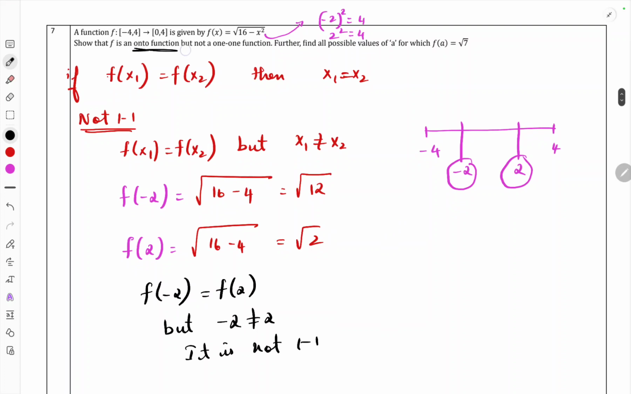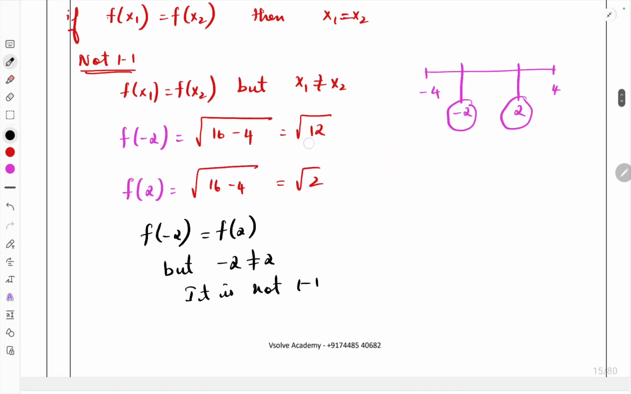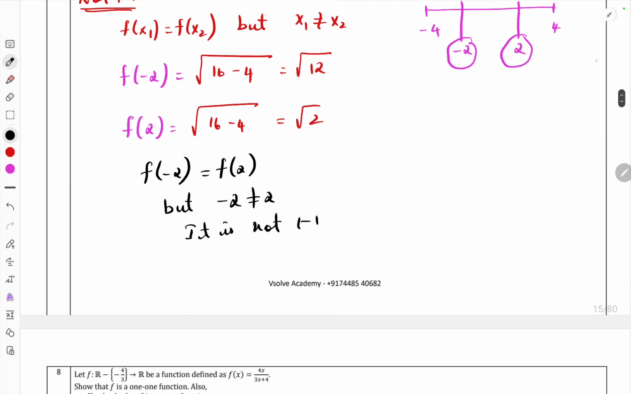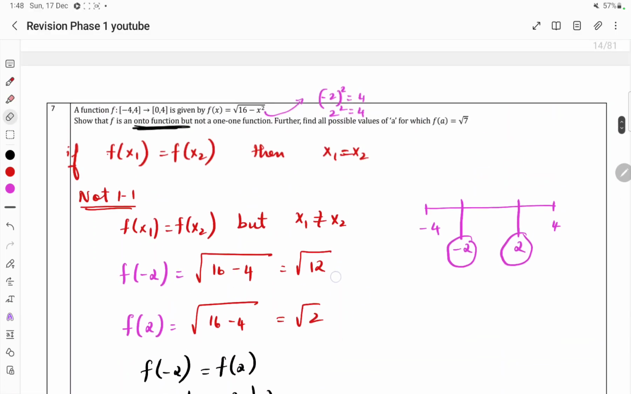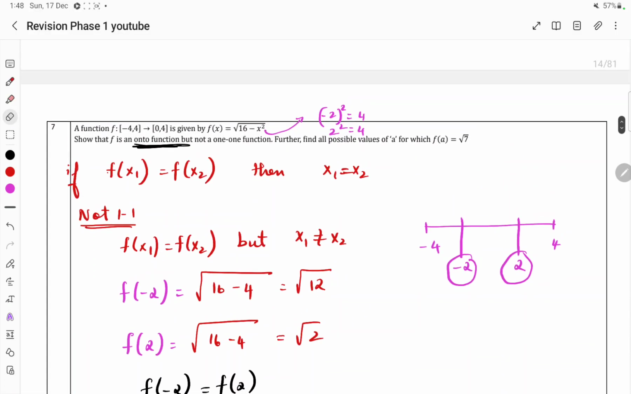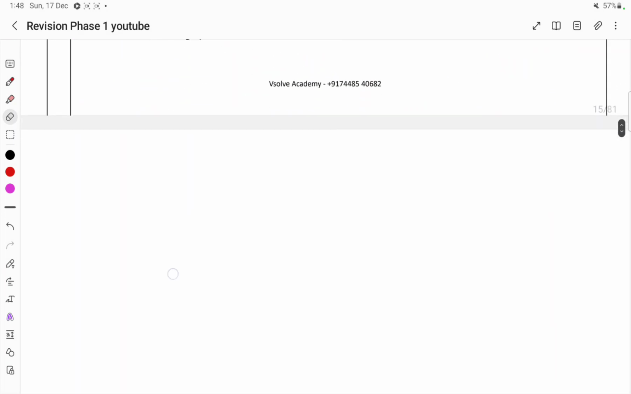We have to show that f is onto, but not 1 to 1, and this we have proved. So now we have to prove it is onto. For onto, onto is nothing but range should be equal to codomain.